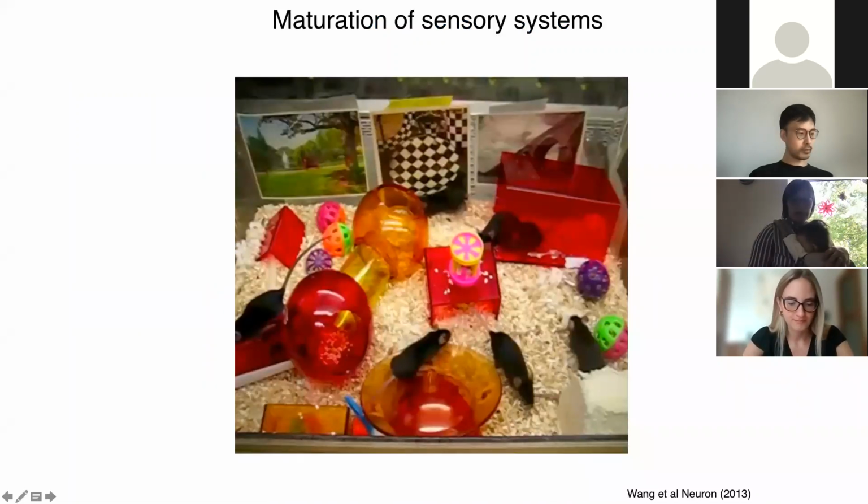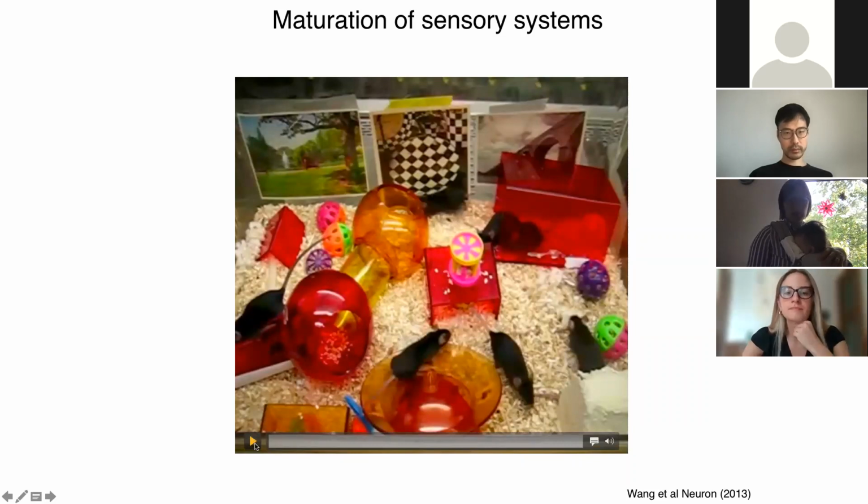So let me first try to convince you how this activity is important for refinements. And then I will tell you where this activity comes from in these immature organisms when these sensory organs are very young and cannot really transduce the sensory information as well as in the adult. So I want to show you this video. This is from a paper in 2013 to try to motivate for you that activity is indeed important, that it's not just all about genetics and molecular interactions.